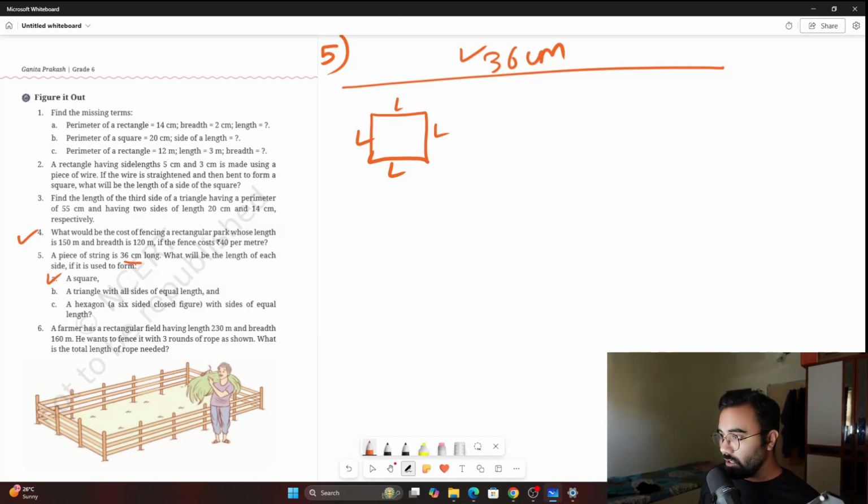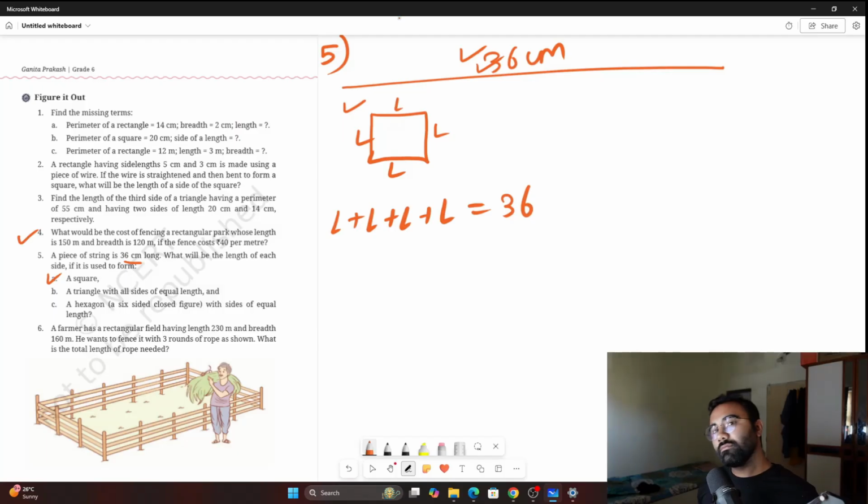So what I can do is, I'll put an equal to in between. Now on both the sides of equal to, I must place things that have equal value. Okay, so what will be the perimeter of this square? That is L plus L plus L plus L. So if I'm placing this on the left hand side, what shall I place on the right hand side? The value of the perimeter that is given, that is 36.